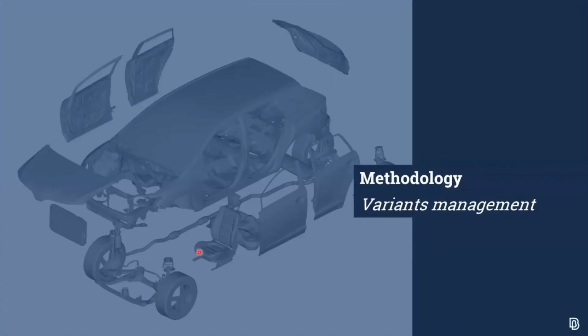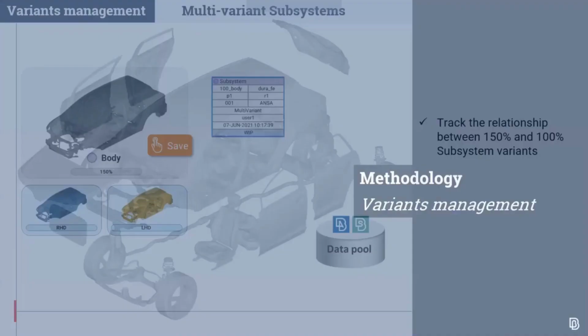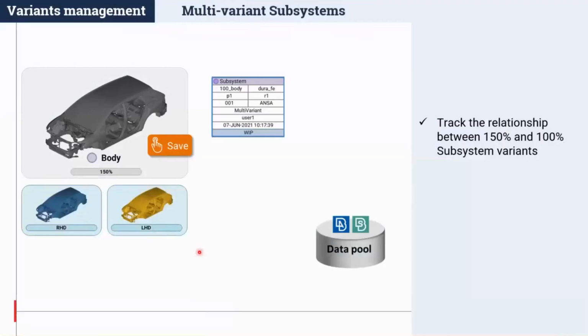Finally, some new features have been introduced in this version for the management of model variants. The relationship between a multivariant and a single subsystem variant is now effectively tracked by ANSA. A lifecycle reference is created when a 100% variant is generated and saved in the DM, starting from the 150% variant of the model. This can be seen both in the references tab of the DM browser and in the lifecycle references graph.